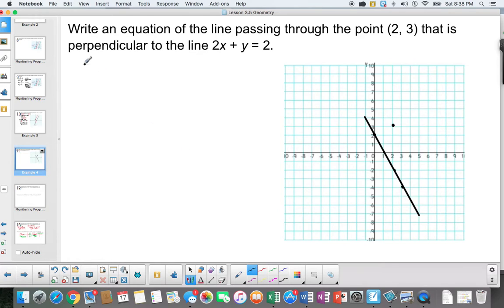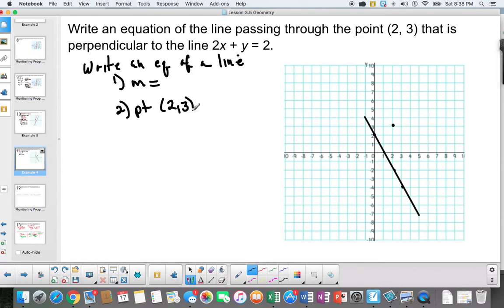All right, so I want to write an equation of a line. And I'm going to need to know two things. I need to know the slope, and I'm going to need to know a point. And the point I already have, 2, 3. Okay, so I've been given a hint that I'm working with 2x plus y is equal to 2.